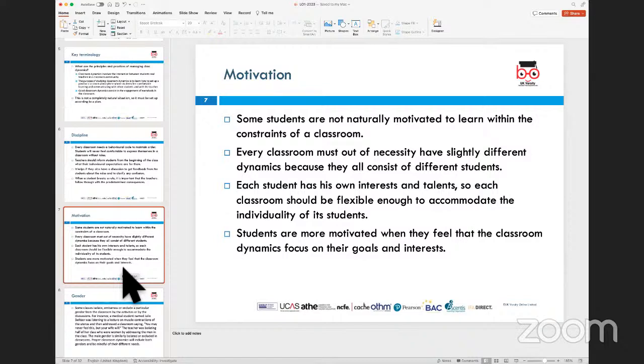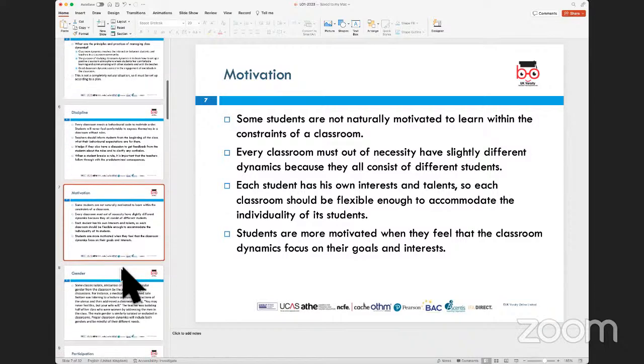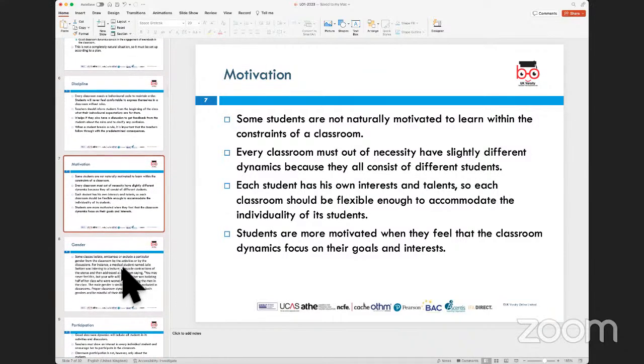And when we look at the different interests and talents of the learners in the class, the teacher needs to be flexible enough to accommodate the students' individuality, but also to challenge them and provide them opportunities to complete tasks and participate in interactions. That keeps the students and the classroom motivated and positive in terms of setting an environment. And that is what we would also relate to classroom dynamics.